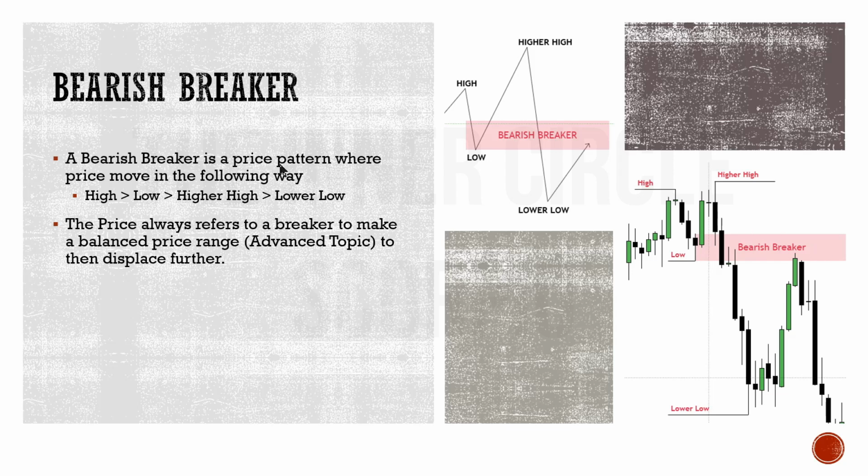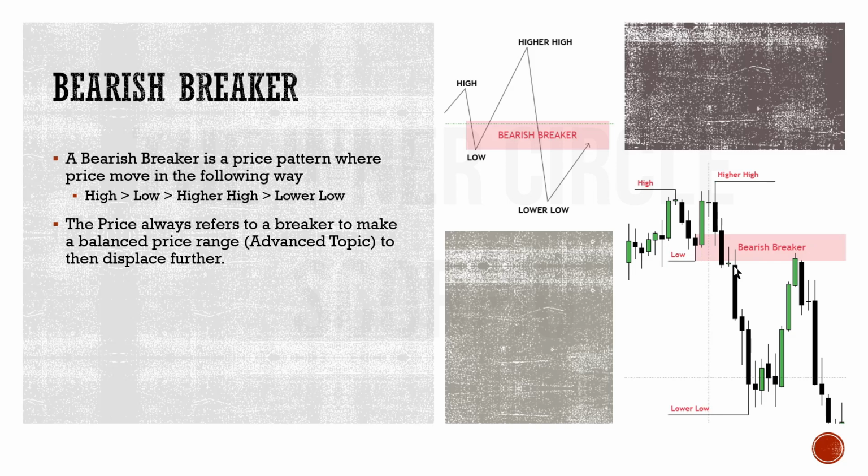A bearish breaker is a price pattern where the price moves in the following way: high, low, higher high, lower low. The price always refers to a breaker to make a balanced price range. We'll talk about this later, to then displace further. The thing with this area is that we made a high, low, and in this area we have a balanced price range. Why? Because we moved up, we moved down, we move up, we move down. We have delivered both sides equally.